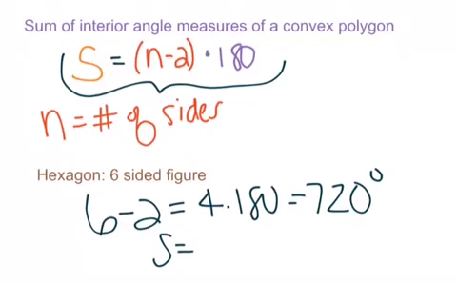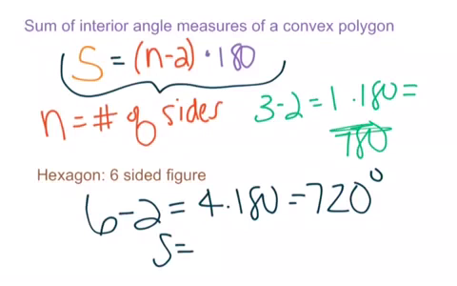So the same thing for, let's say, even a triangle. We all know that the interior angles all add up to 180 for a triangle, but let's just use this formula. So 3 minus 2 equals 1 times 180 equals, you got it, 180. Okay? All right, now we're going to move on to the sum of exterior angles.